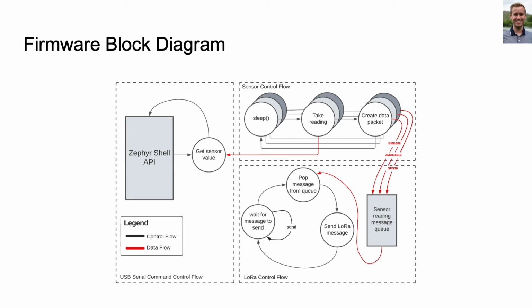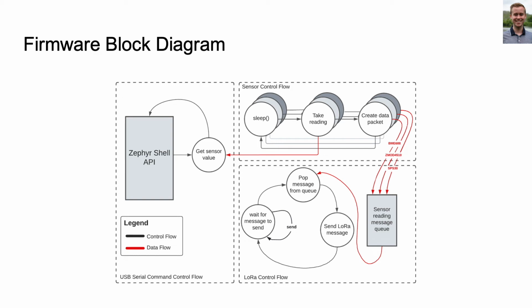Starting with the sensor control flow part of the diagram, we see that all three of the sensors in our design follow the same general flow. First, the sensors start out in a sleep state. After a specified period of time has elapsed, they wake up and take a sensor reading, which is then packaged into a data packet. This data packet is then placed into a message queue. The sensor loop then returns to sleep, which brings us to the LoRa control flow, where a message gets popped from the queue and sent.